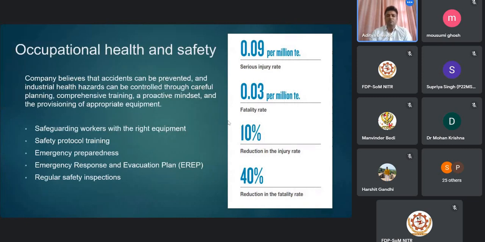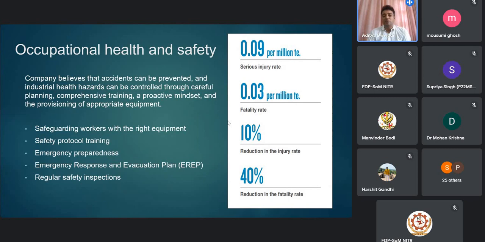This is the data: we have brought down the injury rate by 10% and the fatality rate by 40% in one year. Safeguarding workers with the right equipment: we distribute equipment like safety shoes, helmets, and all these. Protocol training every day before starting the shift: the employees are sensitized about the safety SOPs, standard operating procedures, emergency response and evacuation plan.